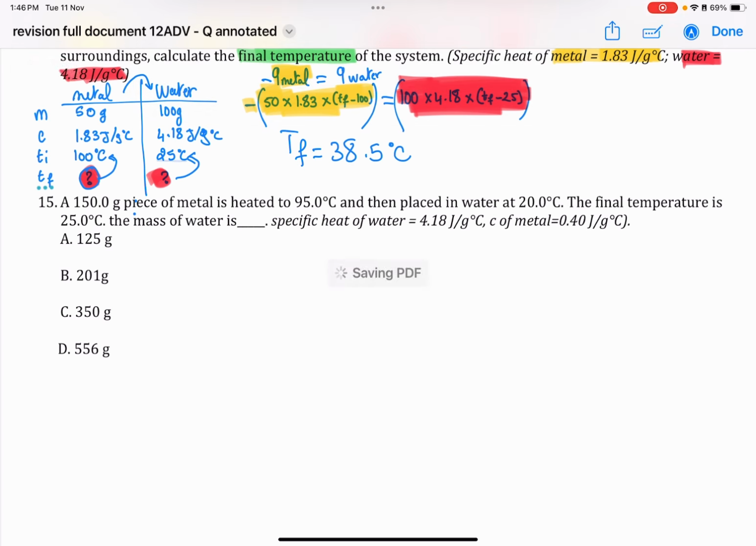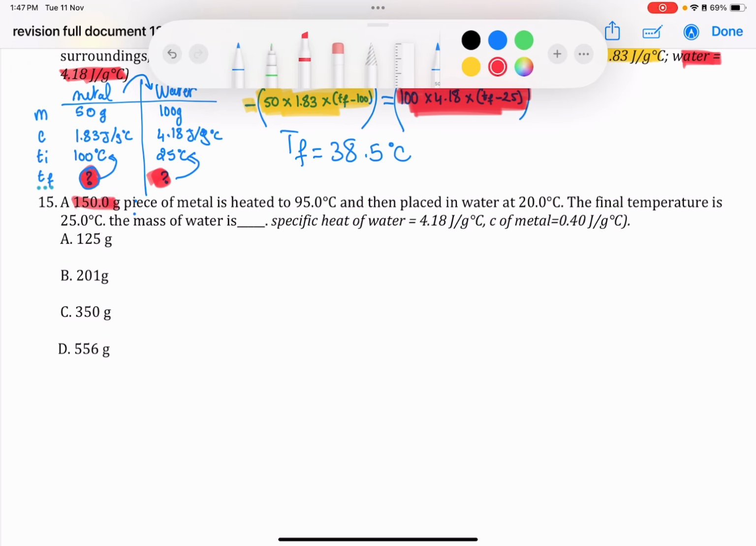A 150 gram piece of metal is heated to 95 degrees Celsius and then placed in water. The water is at 20 degrees Celsius. The final temperature is the same for both: 25 degrees Celsius. Now let me continue to see what other data I have.